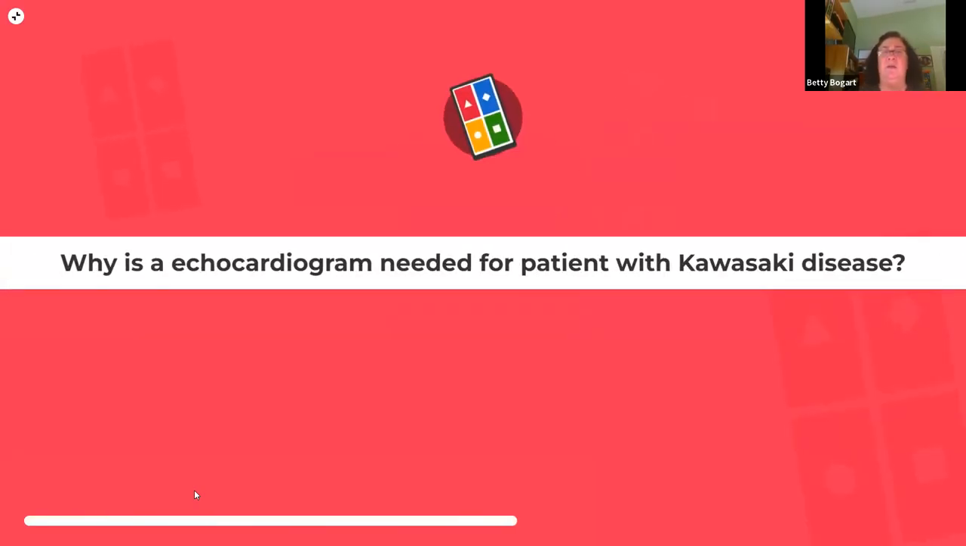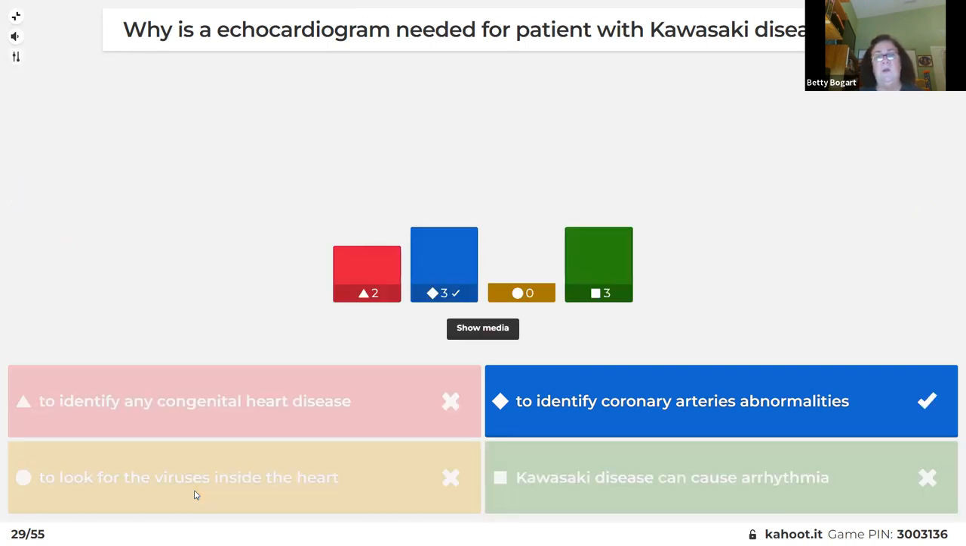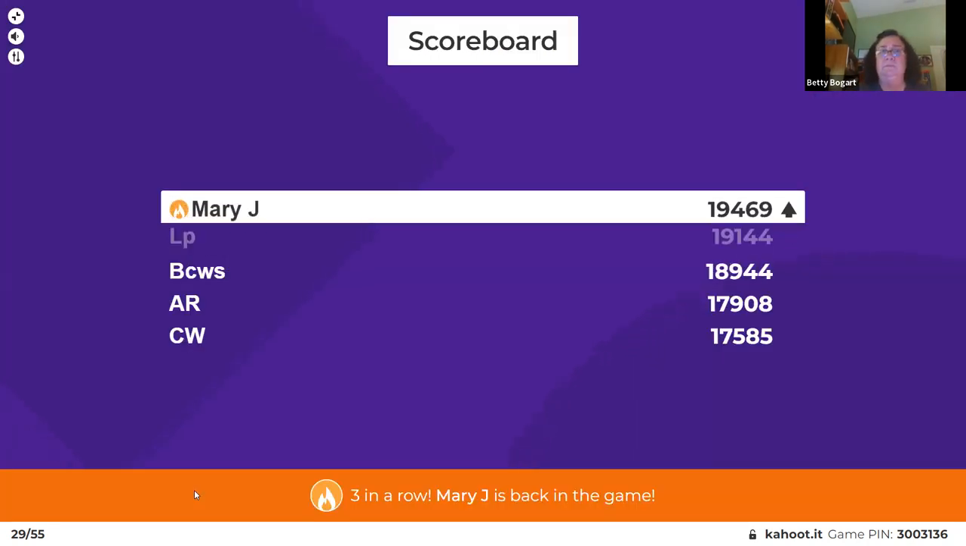Why is an echocardiogram needed for the patient with Kawasaki? And of course, we want to find out about the coronary arteries. It could have aneurysms, they could blow, and we need to go in and fix them immediately.